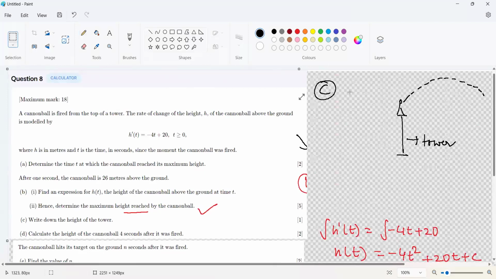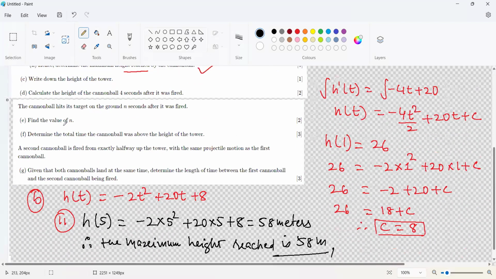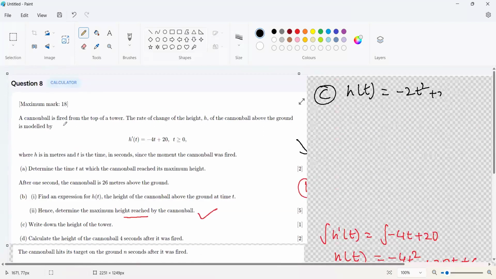And what is the height function we obtained in part B? The height function we obtained in part B is negative 2t square plus 20t plus 8. So what is the height of the tower? We need no time for that. Time should be 0. So it is 8 meters. Height of the tower is 8 meters.